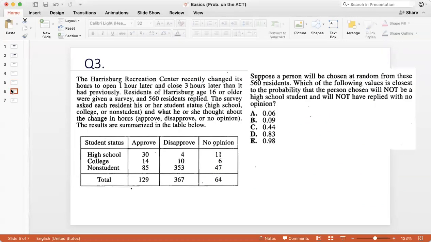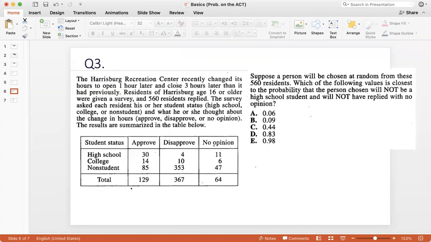The Harrisburg Recreation Center recently changed its hours to open 1 hour later and close 3 hours later than it had previously. Residents of Harrisburg aged 16 or older were given a survey and 560 residents replied. The survey asked each resident his or her student status, high school, college, or non-student, and what he or she thought about the change in hours, approve, disapprove, or no opinion. The results are summarized below.